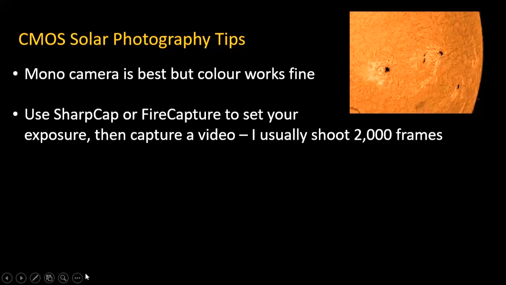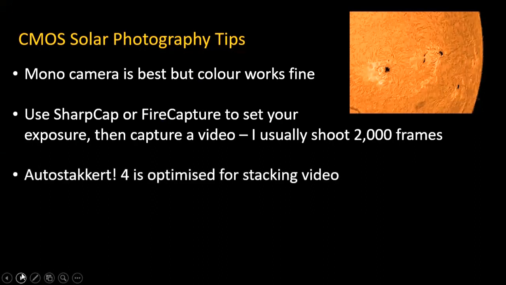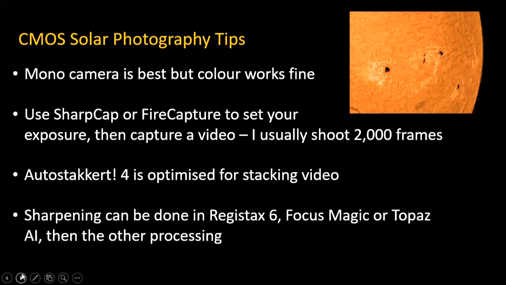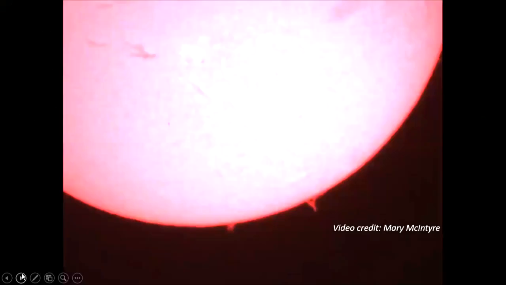Then I normally shoot a 2000 frame video. You don't need to do longer than that, honestly. That's usually enough frames for solar. AutoStakkert 4 is optimized for stacking video, and it stacks it super quickly. So I analyze it, stack the best percentage depending on what the seeing conditions were like. And then again, sharpening: RegiStax, wavelet sharpening, Focus Magic, Topaz AI, and FastStone Image Viewer sharpening is quite good. Lightroom is good. And then you can do all your other processing just to add contrast, sharpen a bit more, add the color, whatever you want to do, really.